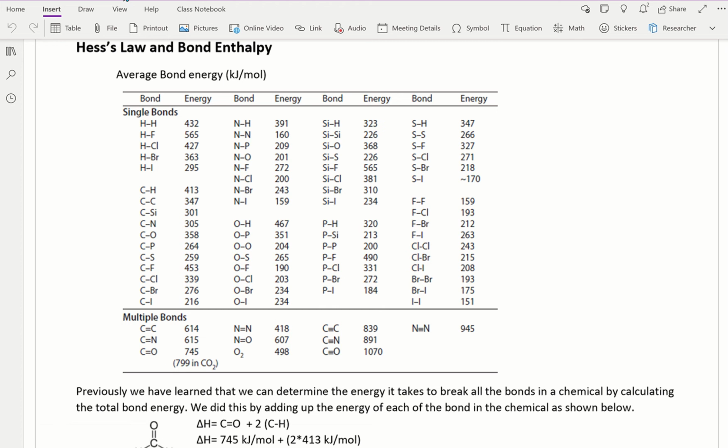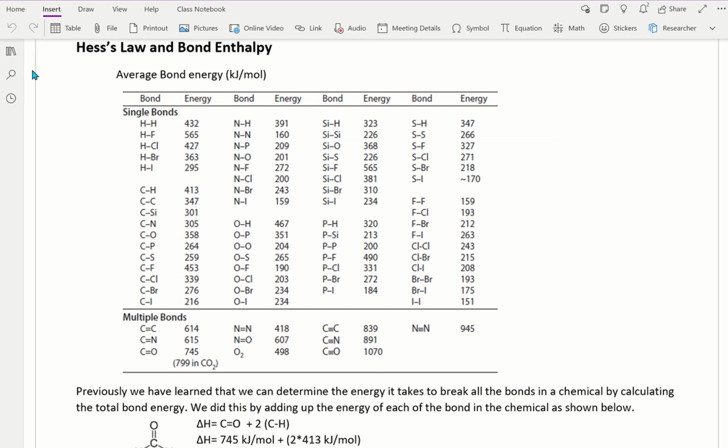Hello everyone. I'm going to walk you guys through how to look at Hess's law in terms of bond enthalpy. So we have looked now in class at Hess's law using multiple reactions, manipulating them around, and getting them to add together to create an overall reaction, and then adding the enthalpies to get the enthalpy of our final reaction.